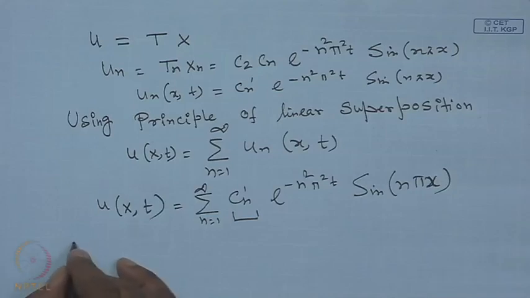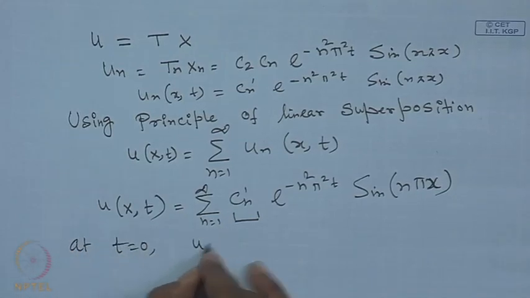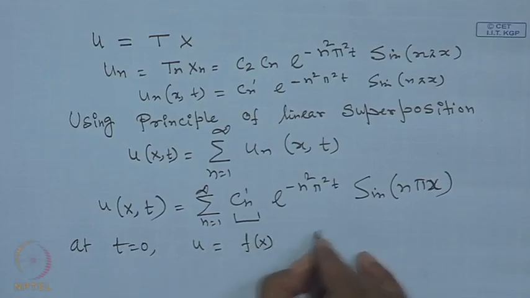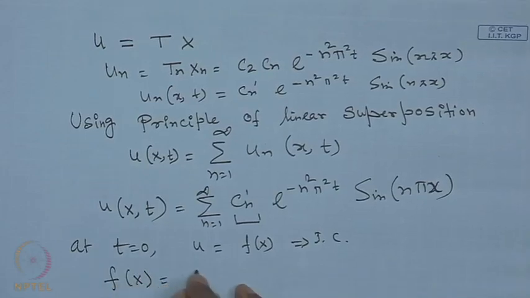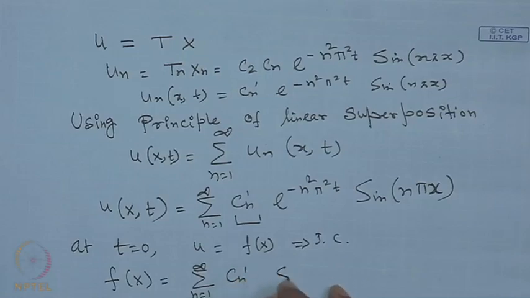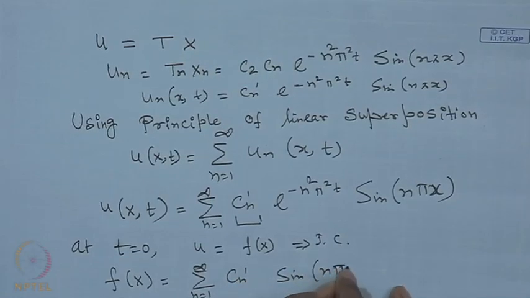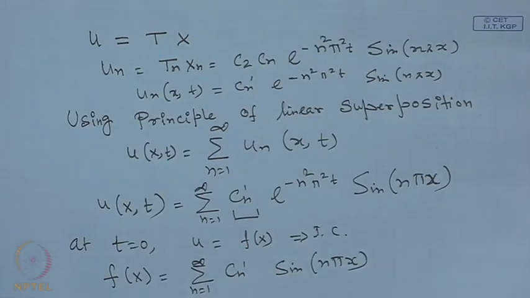If you remember, at t is equal to 0, for any value of x, u was equal to f of x. That was the initial condition we had, and we have not utilized it till now. Now, we are going to utilize it. So, at t is equal to 0, we put this equation. So, f of x is equal to summation n is equal to 1 to infinity C n prime sin n pi x. From this equation one has to evaluate C n prime, and let us see how we will evaluate that.